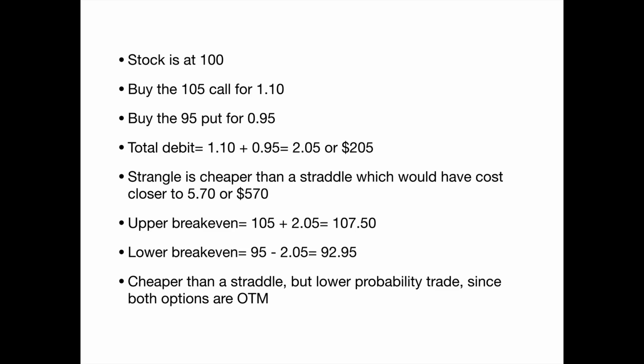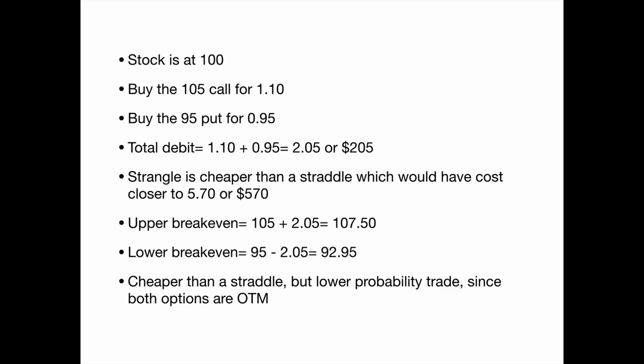And again, I want to point out that a strangle will almost always be cheaper than a straddle. I would say it would always be cheaper than a straddle. So a similar straddle, if we did an at the money straddle right at 100, using the same implied vol and everything, would have cost closer to $570 instead of $205. So more than twice as expensive.